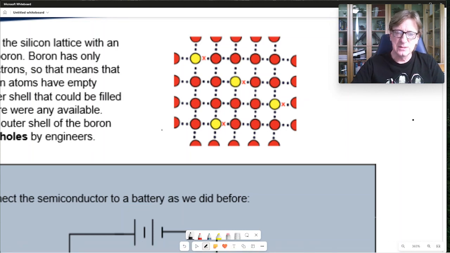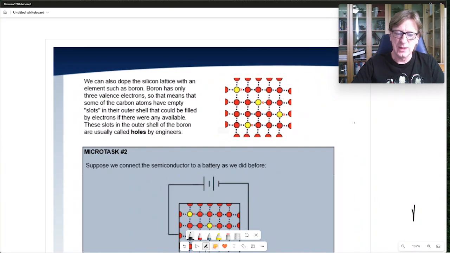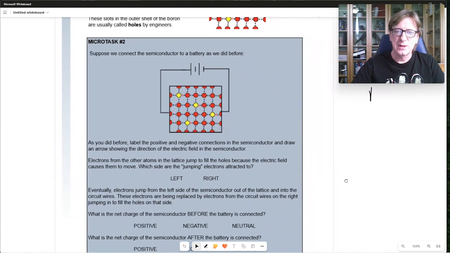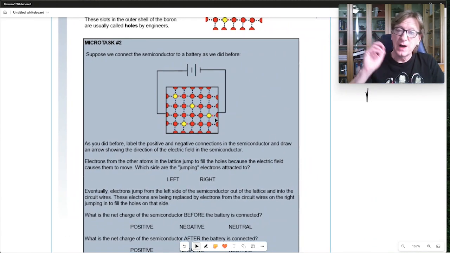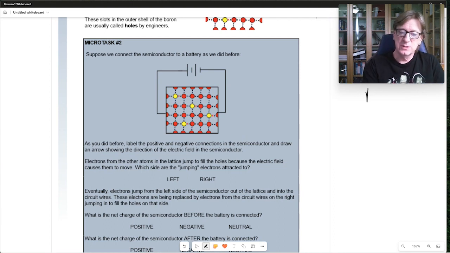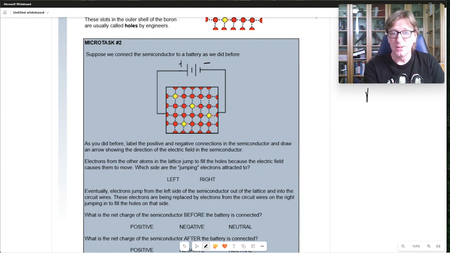So let's zoom over and let's look at microtask 2 again. So now we're going to connect the battery just like we did before. Notice now, though, that instead of the phosphorus-doped silicon, I now have a boron-doped material. So again, we want to label the directions so that we can tell where our positives and negatives are. For the battery, still unchanged, that's positive and negative. What will the charge of the left side and the right side of the semiconductor be? Well, we've done all this before. That's negative, and that's going to be positive.